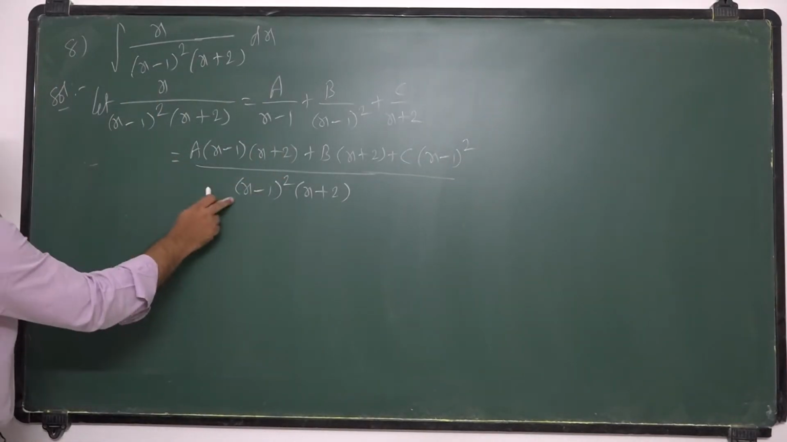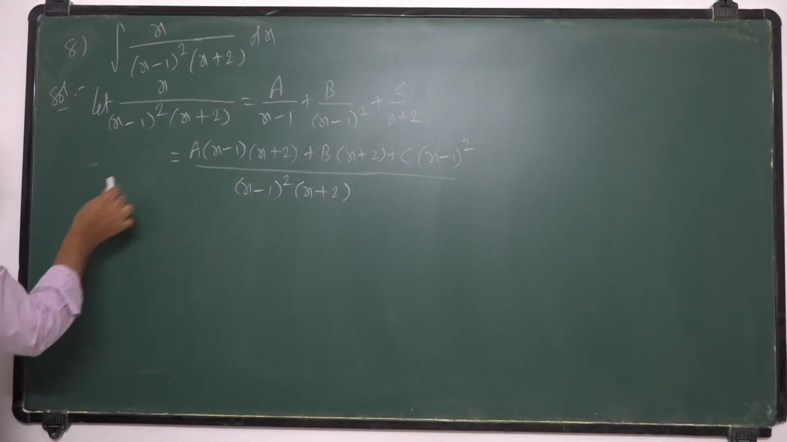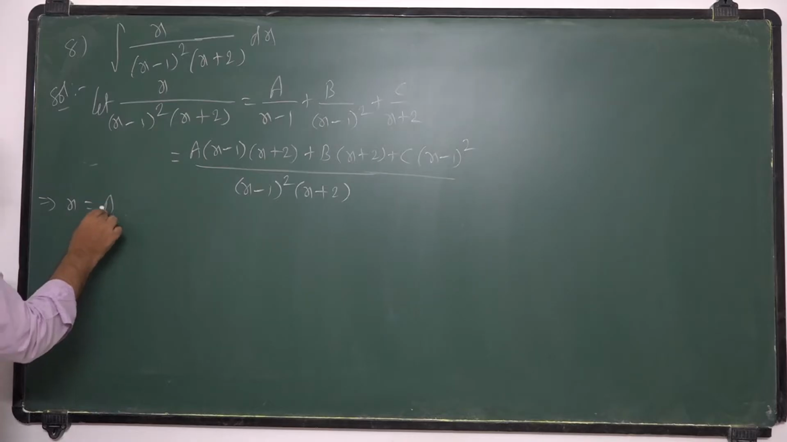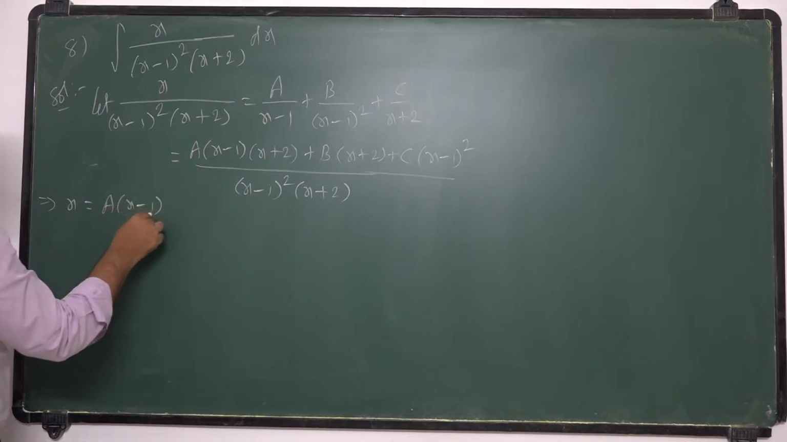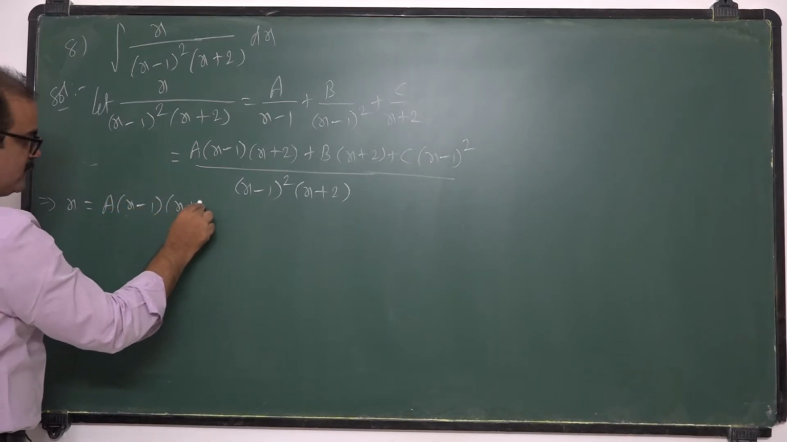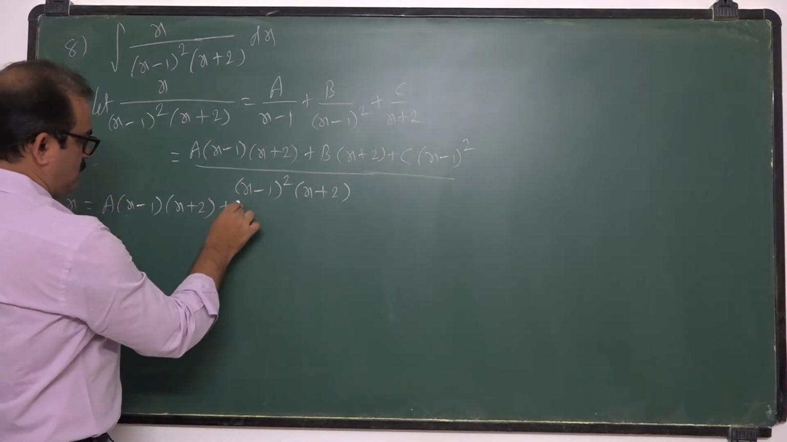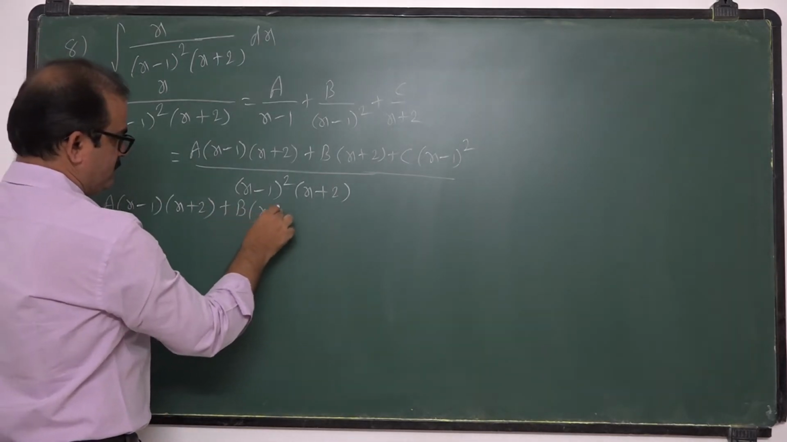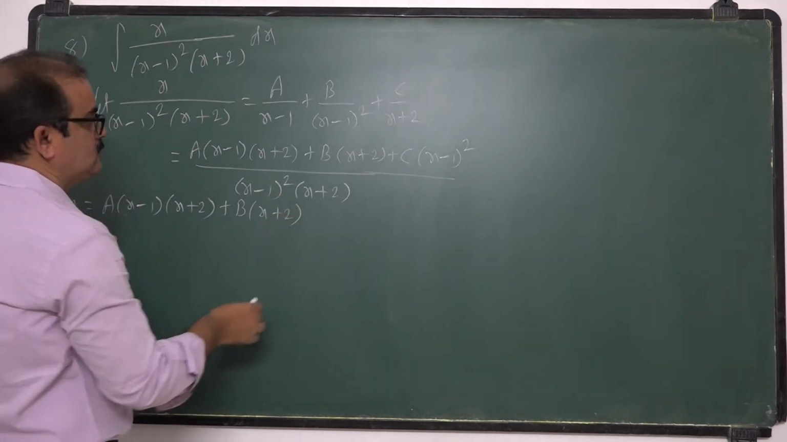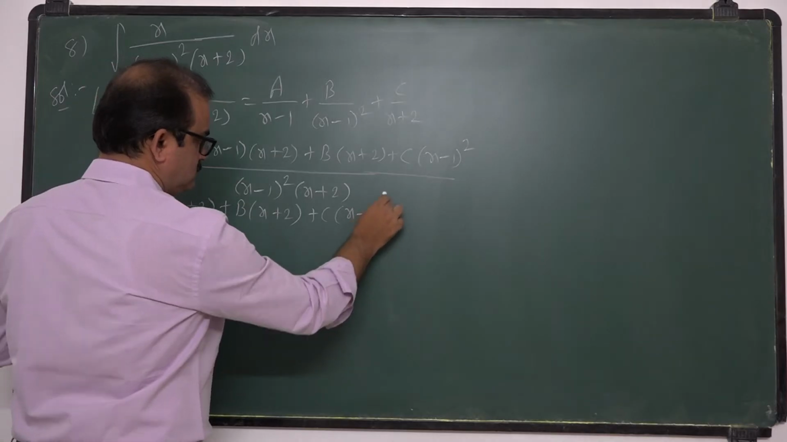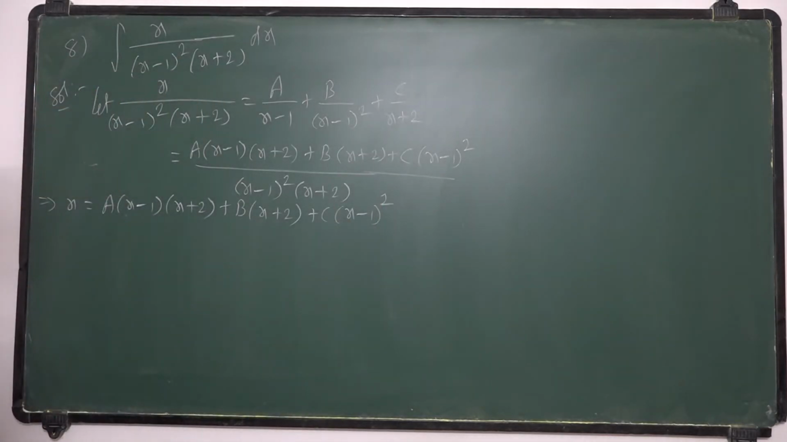Now here the denominators are the same. Equating the numerators, x is equal to A into (x minus 1) into (x plus 2) plus B into (x plus 2) plus C into (x minus 1) whole square.